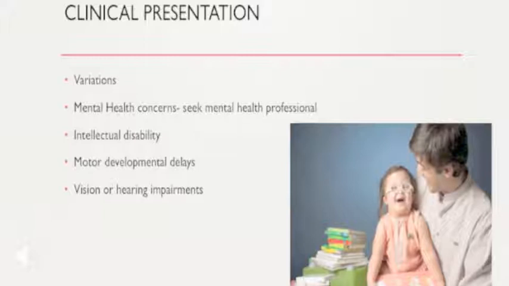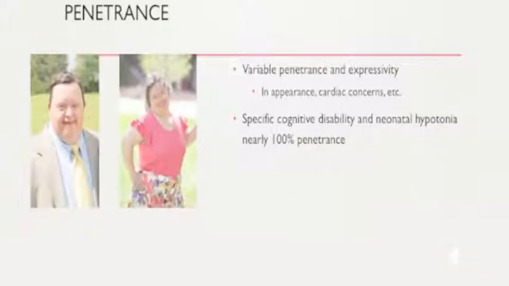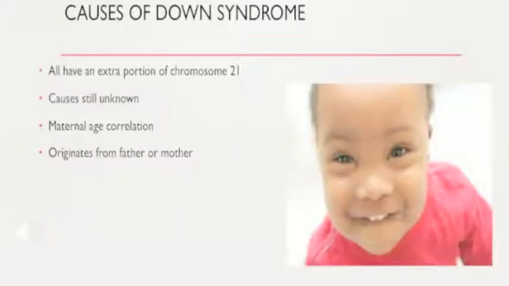Down syndrome is the most common identifiable cause of intellectual disabilities, with 15 to 20% of the disabled population. They also can have vision and hearing impairments, and many meet developmental milestones later, like talking and walking. There is variable penetrance and expressivity with Down syndrome in appearance, cardiac concerns, etc. However, there is nearly 100% penetrance with the specific cognitive disability and neonatal hypotonia that these patients have. IQ scores can vary from 20 to 69 or more.